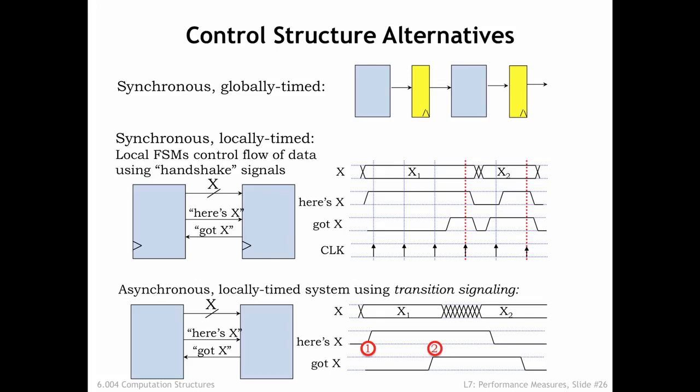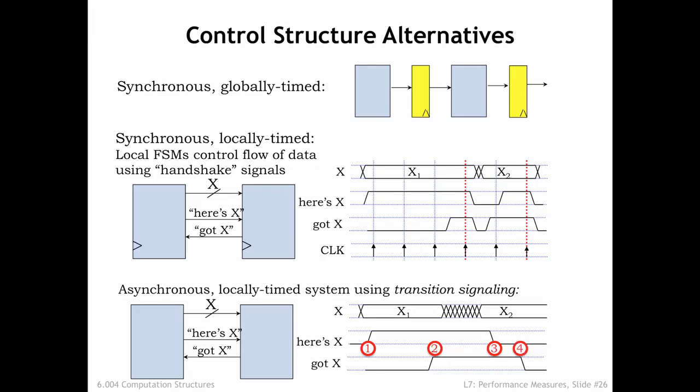In phase 2, the downstream stage, seeing that "Here X" is asserted, asserts "Got X" when it has consumed the available input. In phase 3, the downstream stage waits to see "Here X" go low, indicating that the upstream stage has successfully received the "Got X" signal.